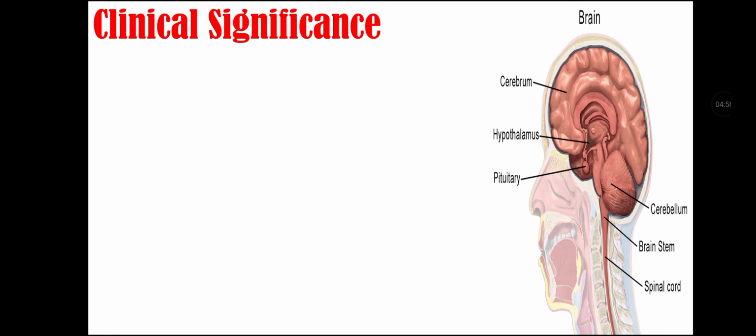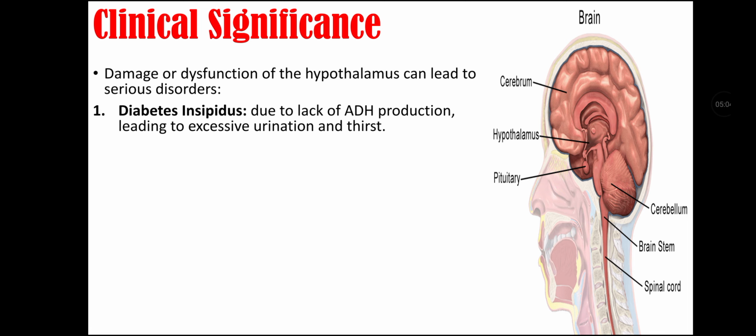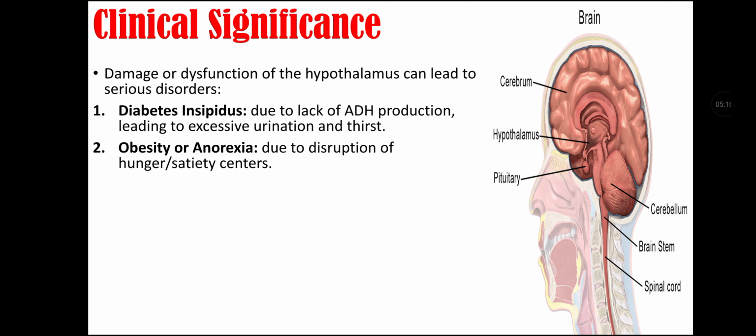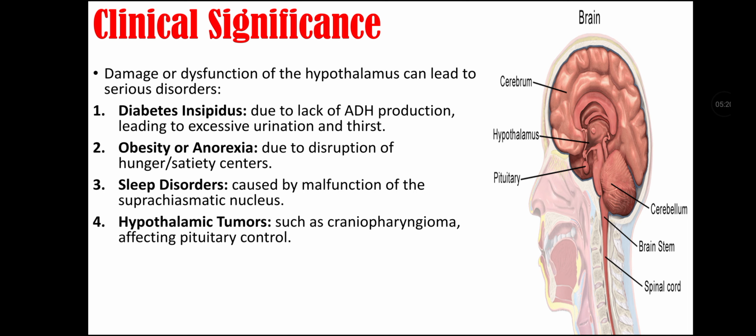Clinical significance of hypothalamus. Damage or dysfunction of hypothalamus can lead to serious disorders like diabetes insipidus, that is due to lack of ADH production leading to excessive urination and thirst. Second, it can cause obesity or anorexia, that is due to disruption of hunger and satiety center. Third, it can cause sleep disorder that is caused by malfunction of suprachiasmatic nucleus.